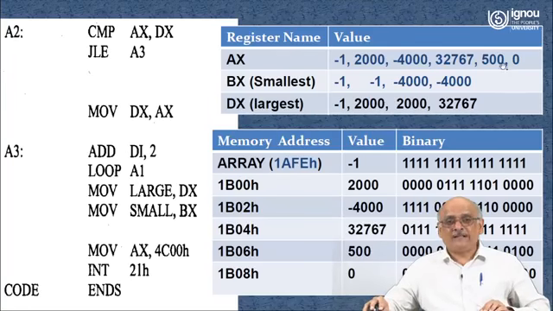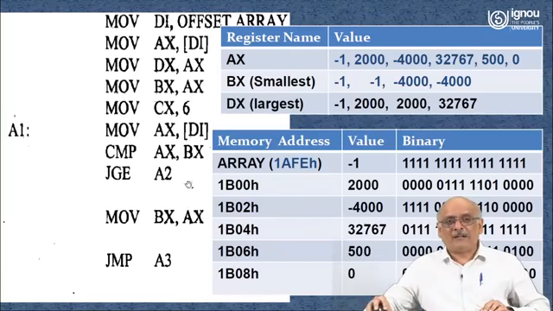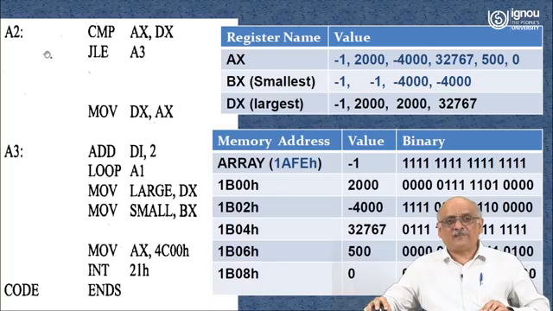Now the important thing is about 500. In the case of 500, what happens? When we compare 500 at this point of time, we have these two values. BX has this particular value, and AX is 500. Now 500 is not less than this. So what is going to happen? Jump is going to take place to A2.